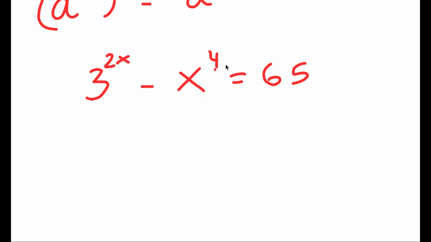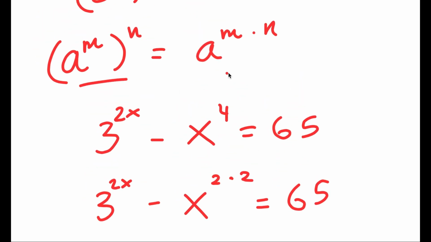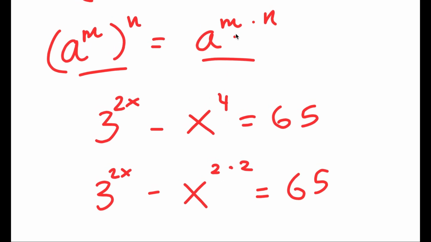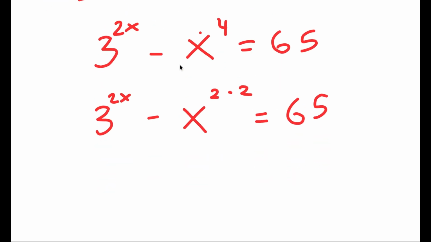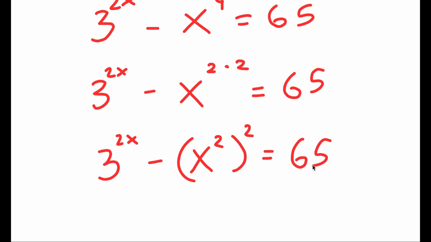Now, for x to the power of 4, I'm going to rewrite that as x to the power of 2 times 2. And now I'm actually going to reverse this property. So now we have this in the form a to the power of m times n, and I'm going to convert it to the form a to the power of m to the power of n. So now I have 3 to the power of 2x minus x to the power of 2 to the power of 2 is equal to 65.